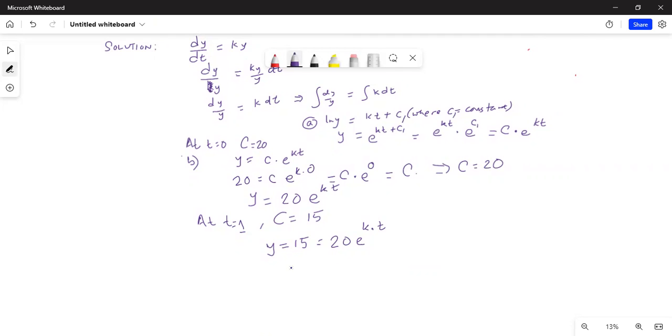We will divide by 20 on both sides to get 15 divided by 20 is equal to e to the power of k. For t, I'm going to plug in 1. So 15 over 20, 5 is the common factor. 5 goes into 15 3 times, and 5 goes into 20 4 times, is e to the power of k.